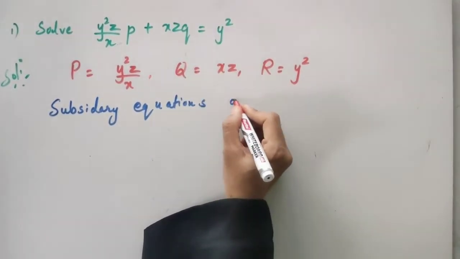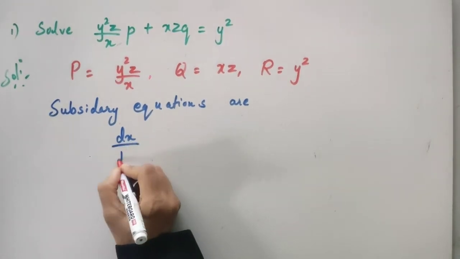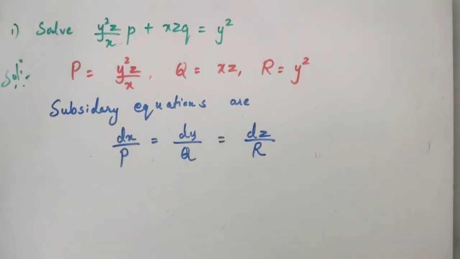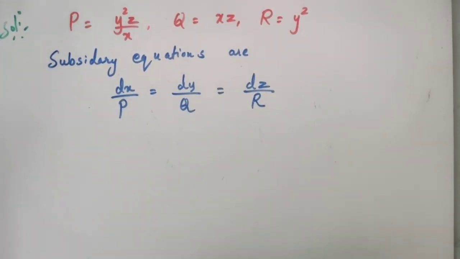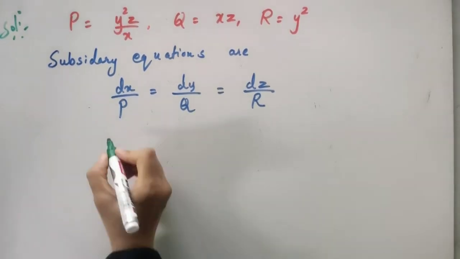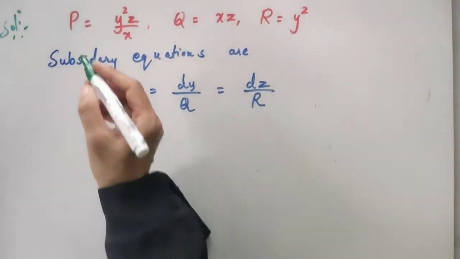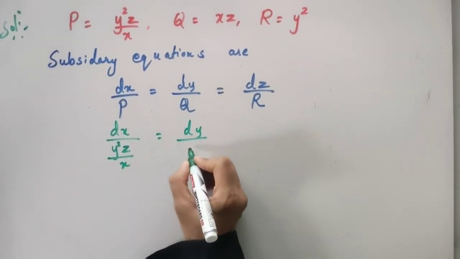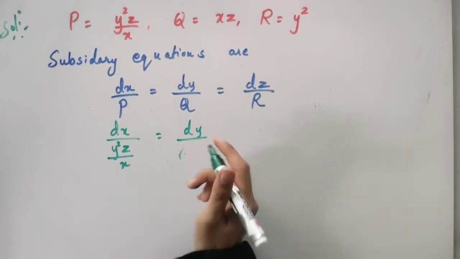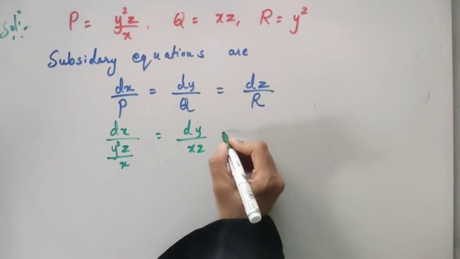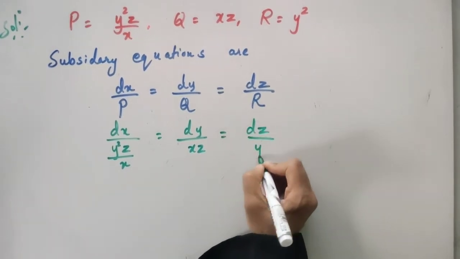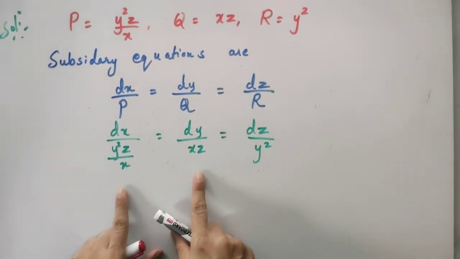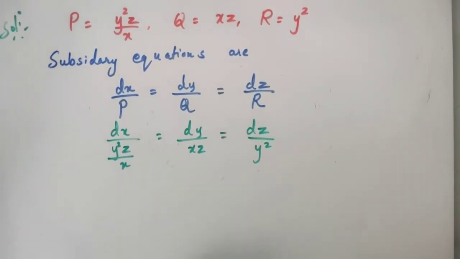So the subsidiary equations are dx divided by capital P is equal to dy divided by capital Q is equal to dz divided by capital R. So follow the steps now. What do you get? dx divided by, what is capital P? y square z divided by x, is equal to dy divided by x into z, is equal to dz divided by y square. Now first I will consider the first two terms. Let's consider the first two and try to solve it.